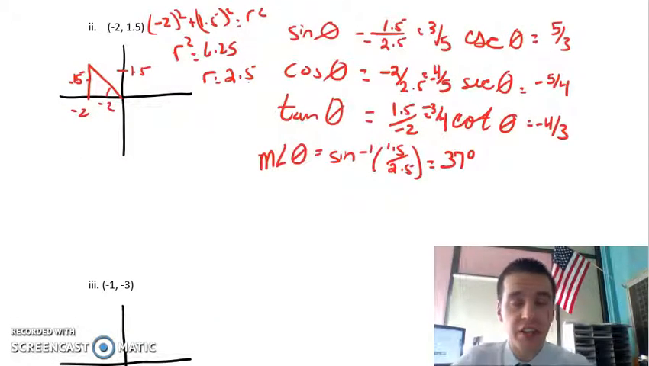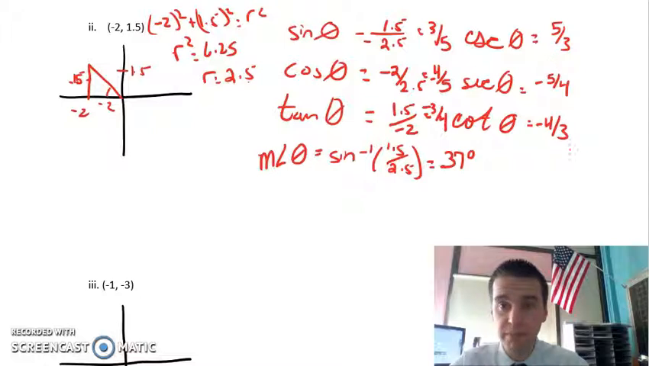So you need to find r first. So we got r to be 2.5. What I did here is it's 1.5 for sine theta. It's 1.5 divided by 2.5. I put that in the calculator to give us 3/5. So you should have had negative 2 over 2.5 for cosine theta, which gives you negative 4/5. Tan theta, 1.5 over negative 2, which gives you negative 3 over 4.